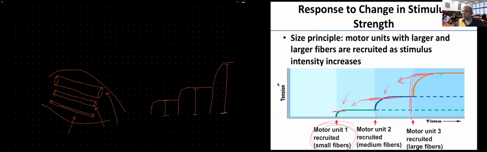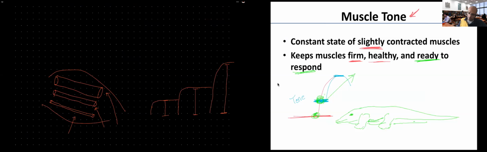All right, this is an important factor that we accordingly determine the force of contraction. Remember, we have mentioned that your muscles are in a state of partial contraction all the time. We call this the muscle tone, and this is what keeps your muscles firm, healthy, and ready to respond.